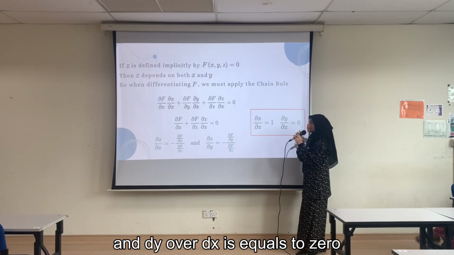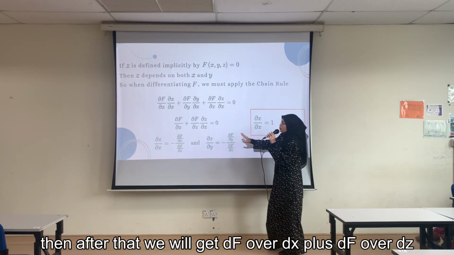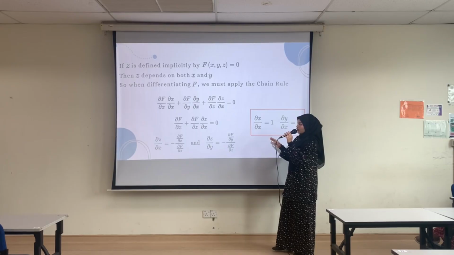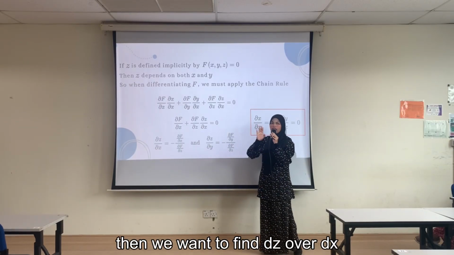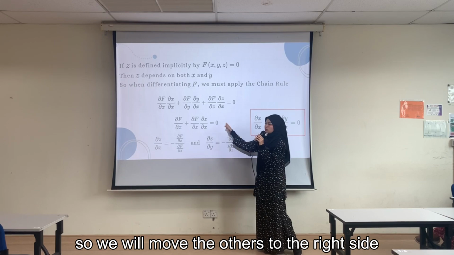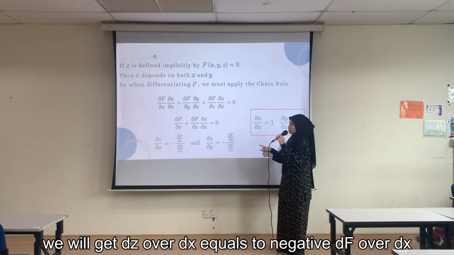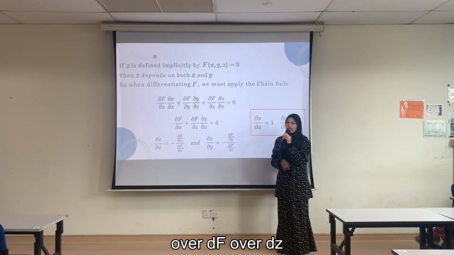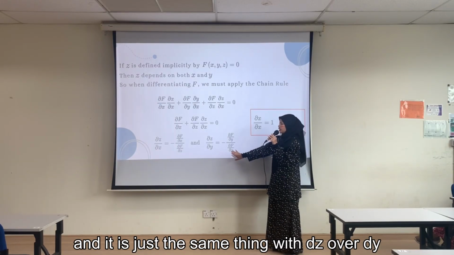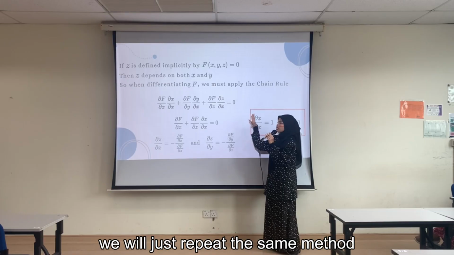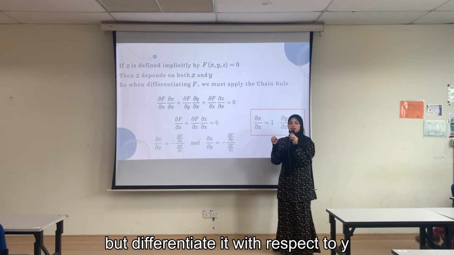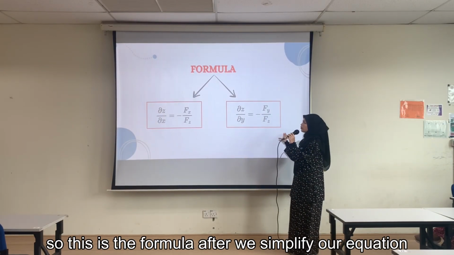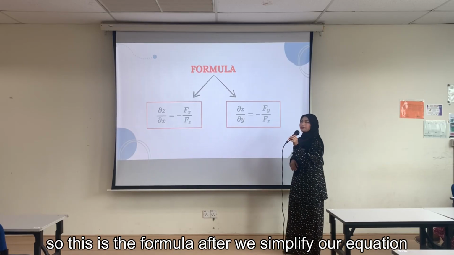to 1 and dy over dx is equals to 0. Then after that, we will get df over dx plus df over dz times dz over dx equals to 0. Then we want to find dz over dx. So we will move the others to the right side. Therefore, we will get dz over dx equals to negative df over dx over df over dz. And it is just the same thing with dz over dy. We will just repeat the same method but differentiate it with respect to y. So this is the formula after we simplify our equation.